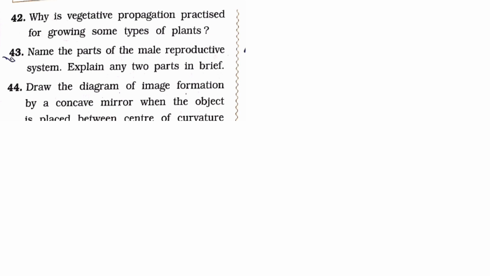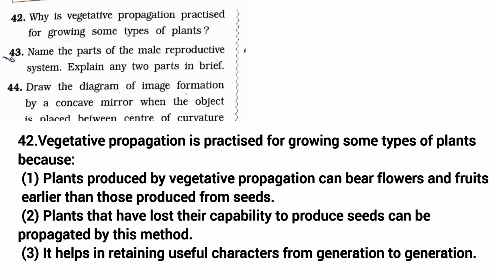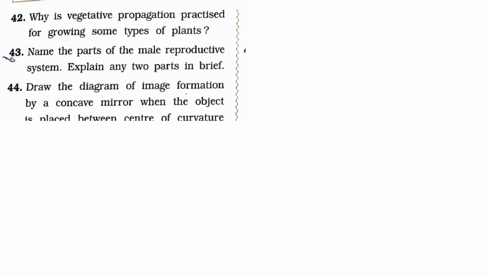Question number 42. Why is vegetative propagation practiced for growing some types of plants? Answer. Vegetative propagation is practiced because, number 1, plants produced by vegetative propagation can bear flowers and fruits earlier than those produced from seeds. Number 2. Plants that have lost their capability to produce seeds can be propagated by this method. Number 3. It helps in retaining useful characters from generation to generation.